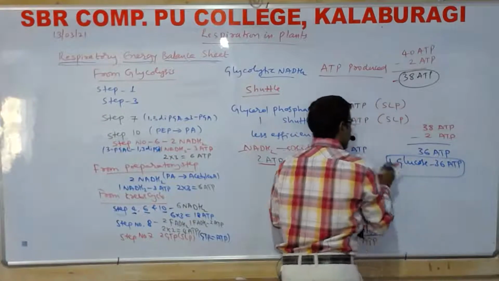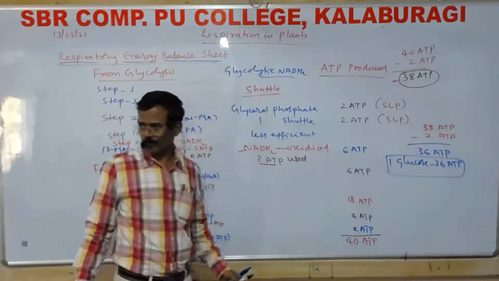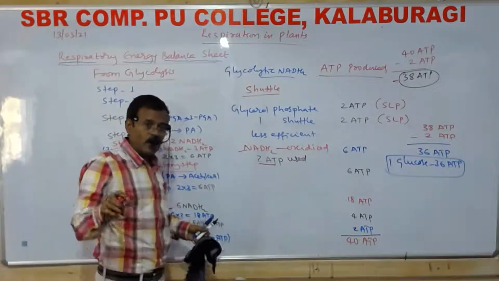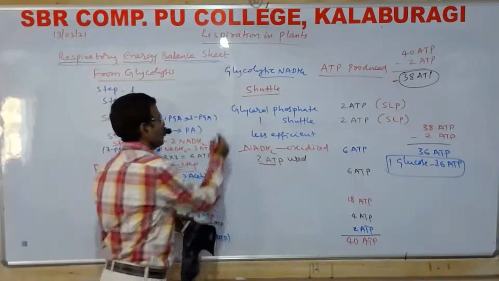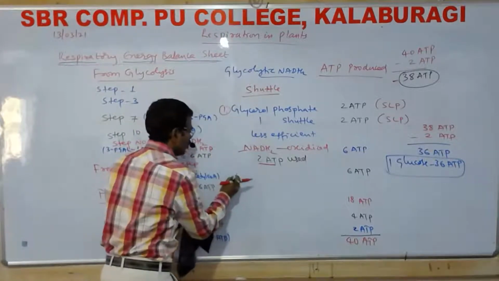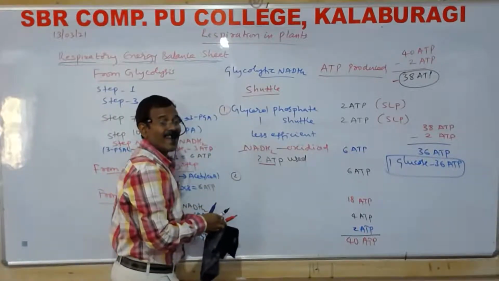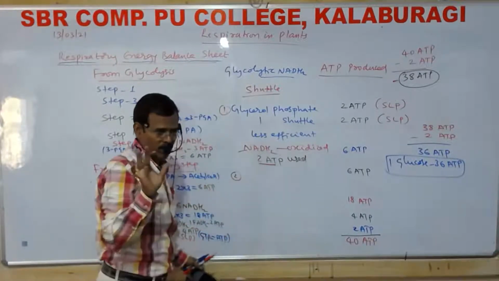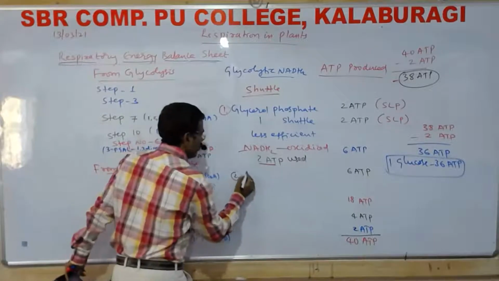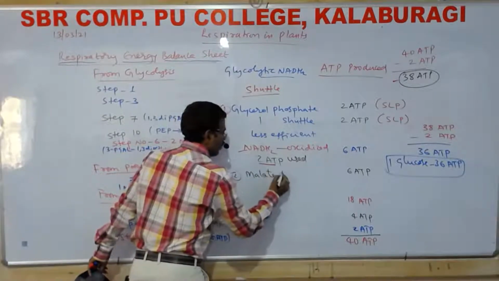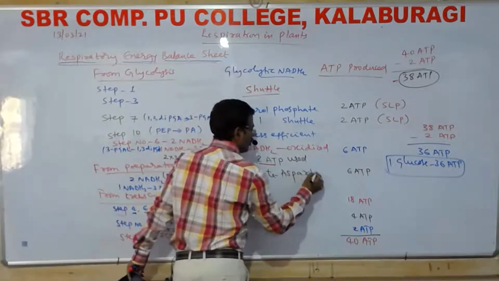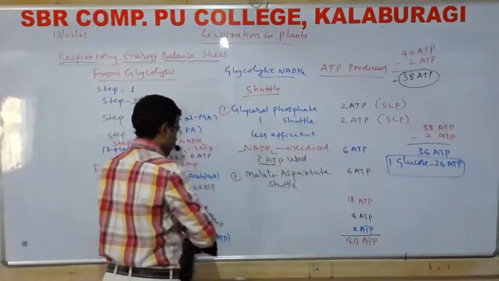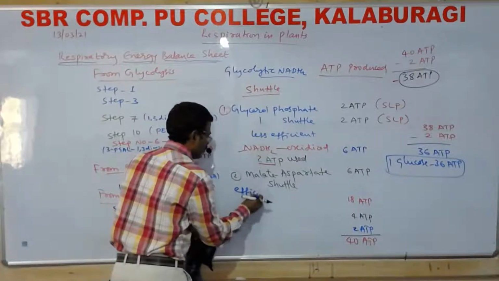Remember, this is how we can get 36 ATP. Okay. Now you have another shuttle. This is one type. You have one more type, the malate aspartate shuttle. These are there in higher reference books. Just for information, I am giving you. This shuttle is efficient.